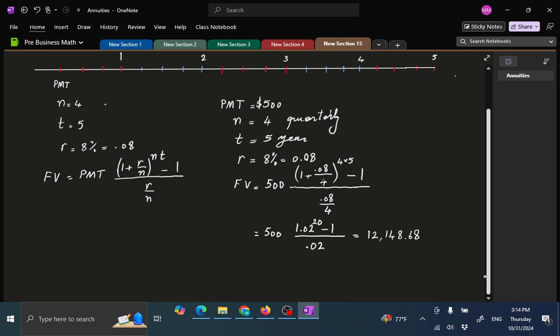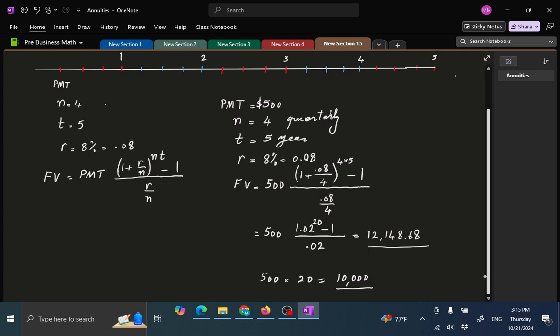Okay, how much did we actually pay into this program? Every quarter we were paying $500. There were 20 payments, and the total payment we have paid into the account is $10,000. What did we get out of it? Thanks to the interest, we are getting $2,148 extra back. So the total interest accumulated during this time is this amount.